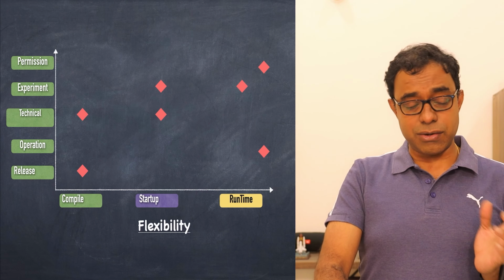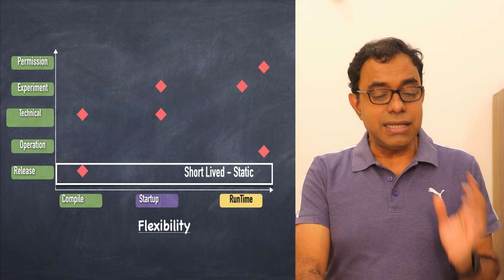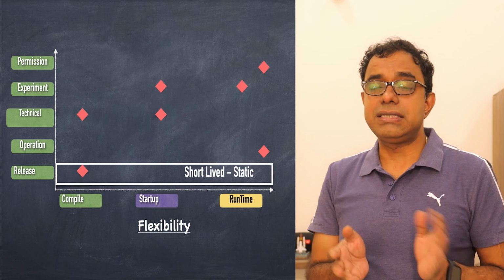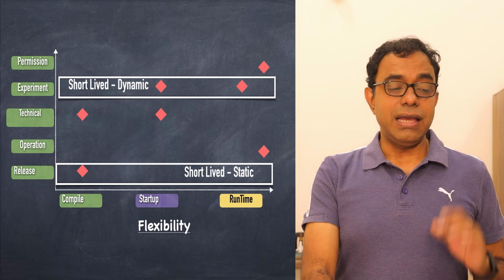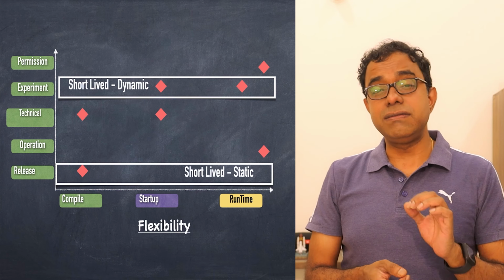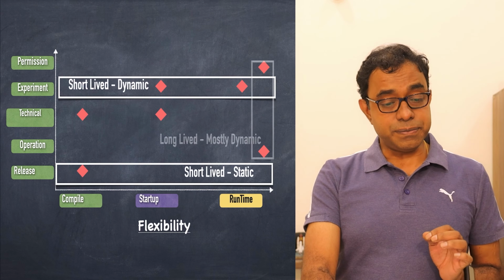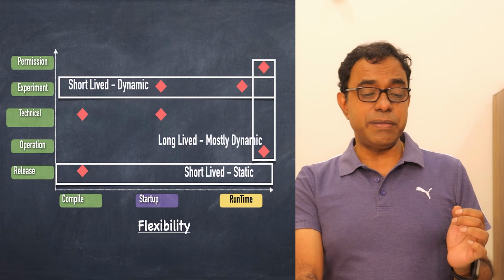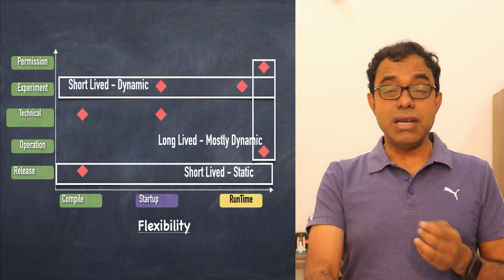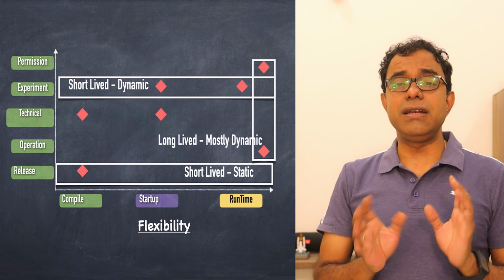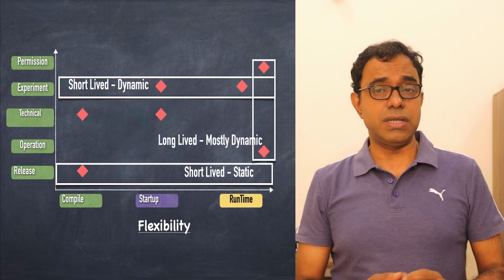So based on that, here is the proposed life cycle. Again, this is not sacrosanct, but generally release toggles are short-lived. They are static toggles. Experimental toggles are short-lived and dynamic. Operational toggles and permission toggles are generally long-lived, mostly dynamic. So this is the kind of life cycle of your feature toggles.